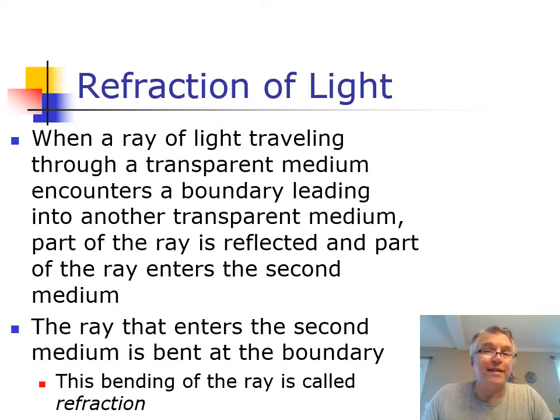When it crosses that boundary between the air and the glass, the ray of light is going to bend, and that is because the light is going to travel at a different speed through the glass than it does through the air. Light does travel at different speeds through different mediums. So when we reach that boundary, the ray of light is going to change its direction slightly or bend, and that bending of the light is what we call refraction.